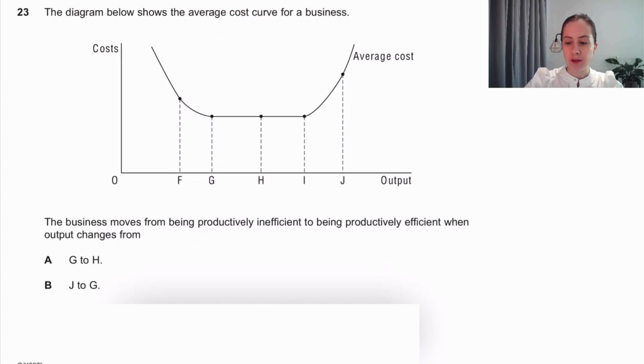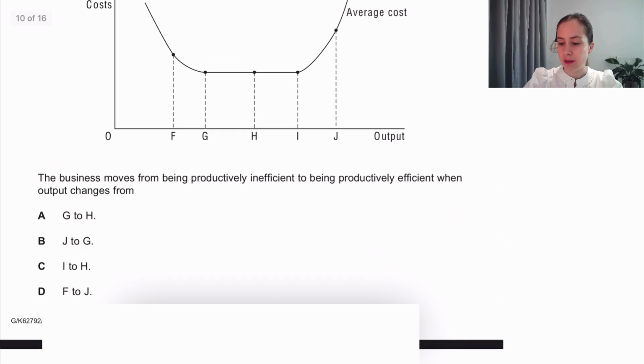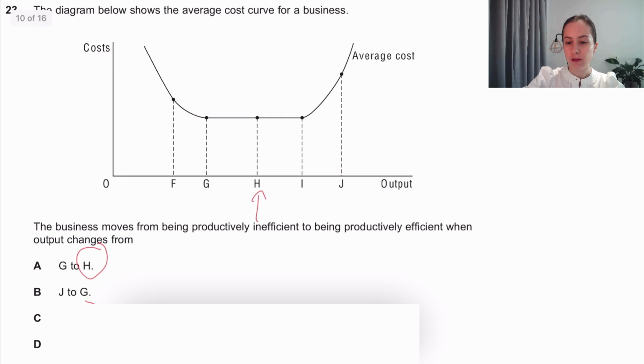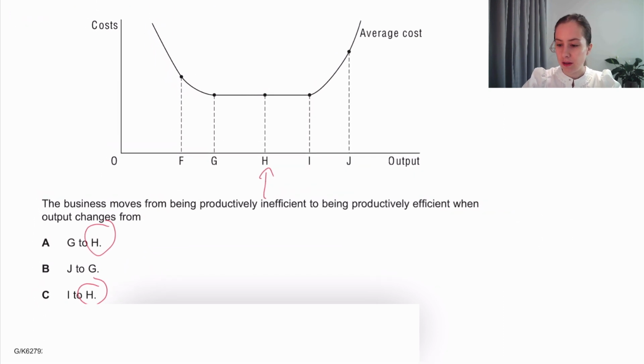Question 23, we have an average cost curve, and it's moving from being productively inefficient to being efficient. So it's going to end up at H. It was inefficient when output changes from, let me just reread the question, average cost for a business. Actually, on a second glance, I think this is a trick. So A is saying G to H. That has no change in the costs. So it was efficient before. Same with C. It was efficient before.